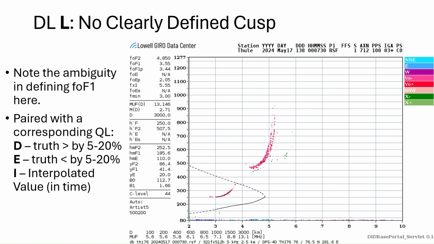So moving on to the more important bit. Sorry, the descriptive letter here for a missing cusp is L. I should have remembered that. And so again, we have an F1 trace, and then we have this big gap, and then we have an F2 trace from there. There are a couple of options here. We could take the upper side of this and say that our foF1 is within 5 to 20% below that, using a qualifying letter. Or we could take the bottom of this and say that it's between 5 and 20% above and use a different qualifying letter.